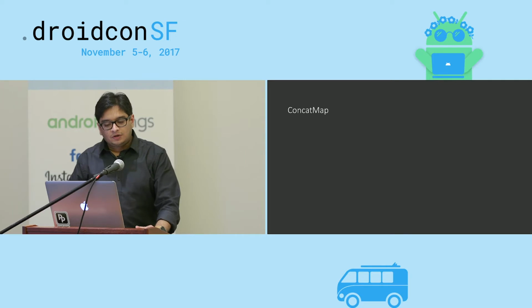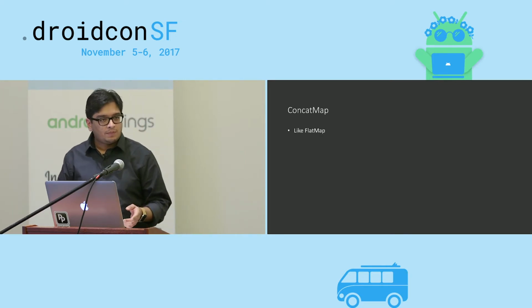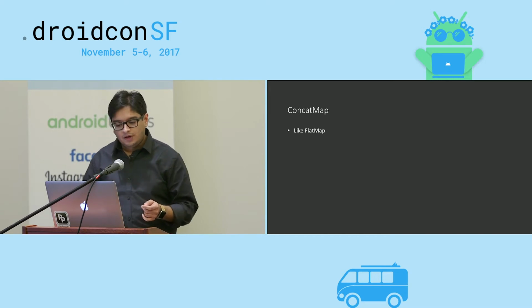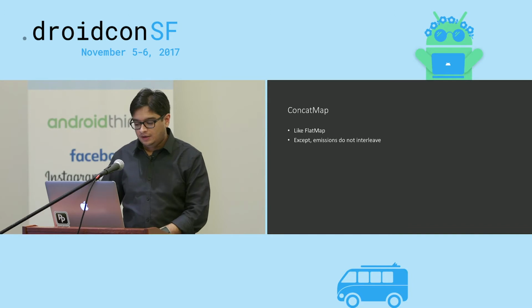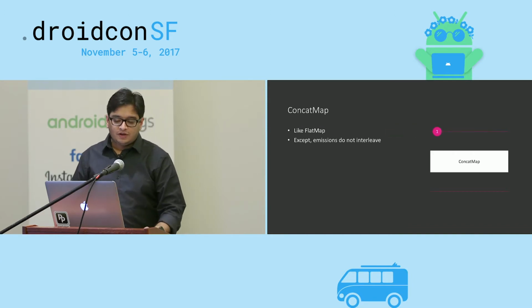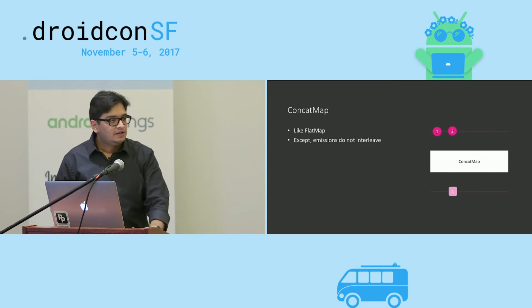So let's look at another one, concat map. It's like a flat map, but if we remember the concat operator from the beginning, where the output is not interleaved, that still gets carried forward here as well, where you apply a function to every single source, but the output is definitely in sequence.